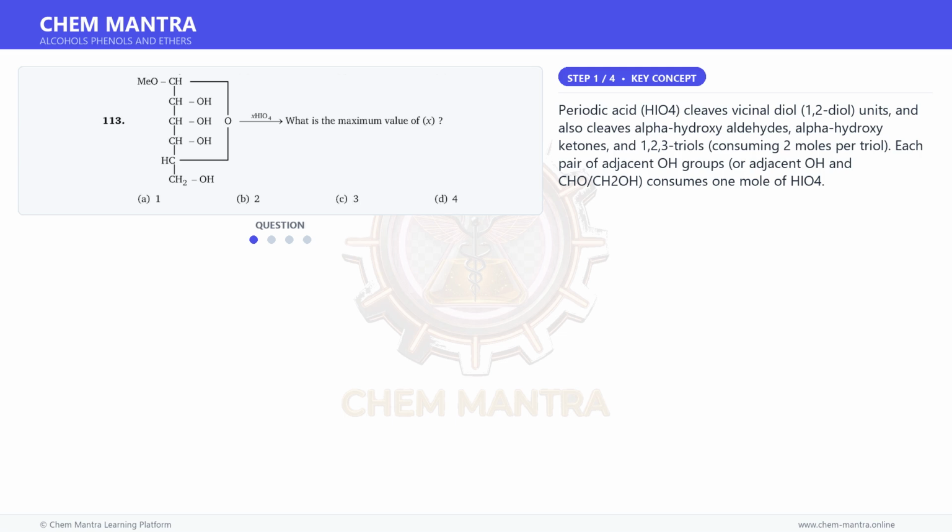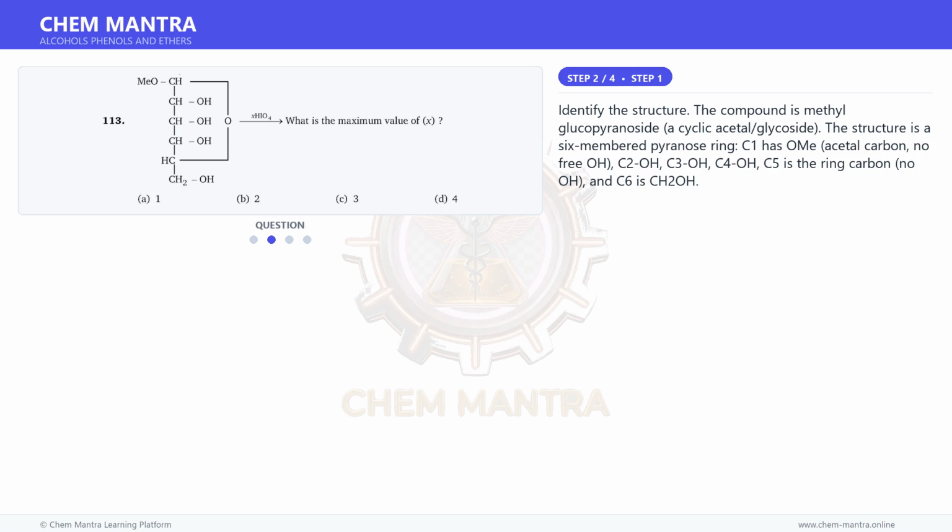Periodic acid, HIO4, cleaves vicinal diol, 1,2-diol units, and also cleaves alpha-hydroxyaldehydes, alpha-hydroxyketones and 1,2,3-triols, consuming 2 moles per triol. Each pair of adjacent OH groups, or adjacent OH and CHO or CH2OH, consumes 1 mole of HIO4. Moving on to the next step.